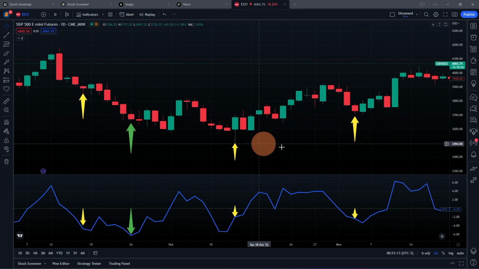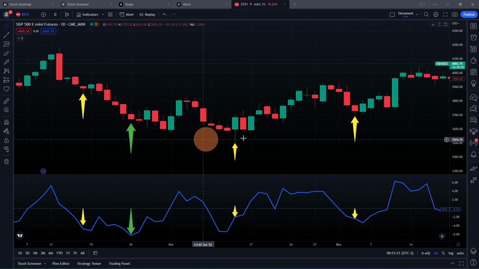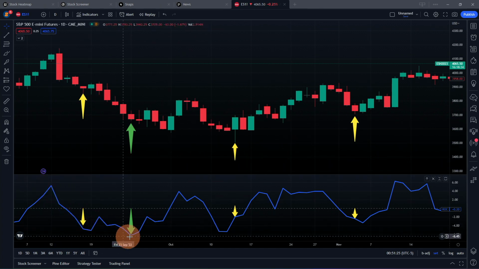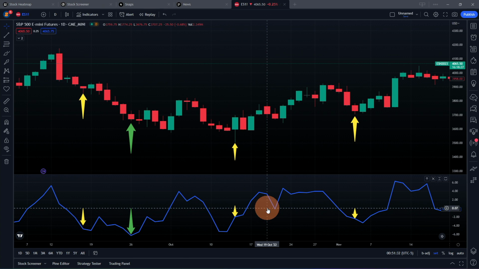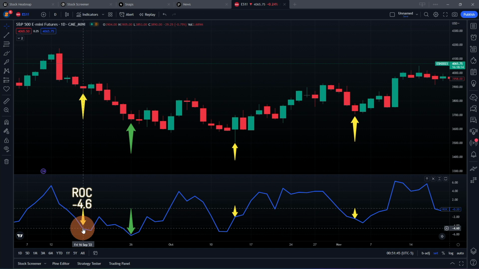Now these arrows point to a pullback pattern. Of course we have so many, but I picked these to show the ranking. At the bottom here, I have the ROC. This is the rate of change. This measures the rate that the close changed from the previous close. And this first pattern, it's true. This is a pullback, and the rate of change here is minus 4.6.